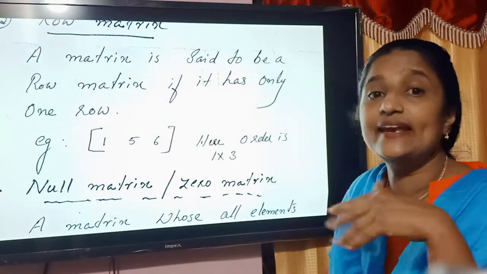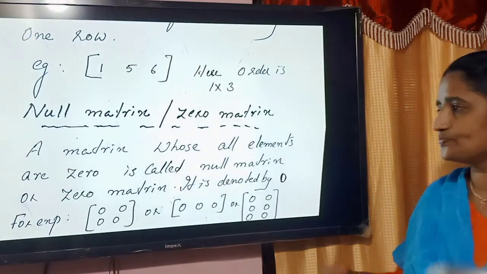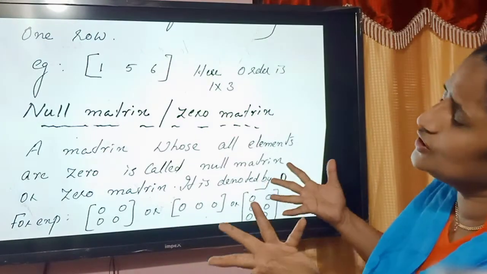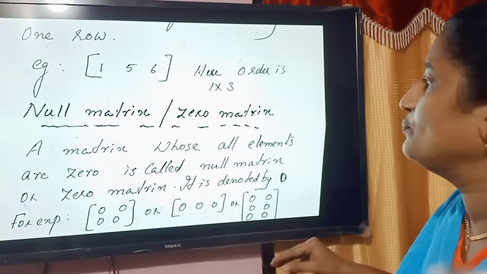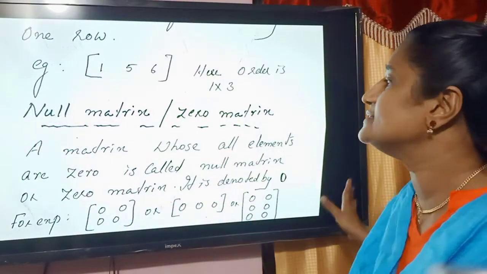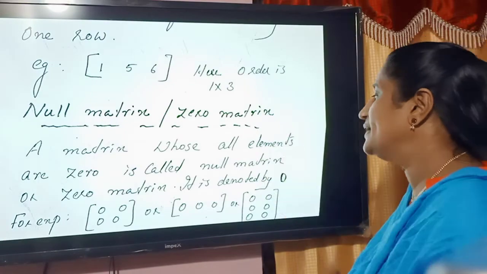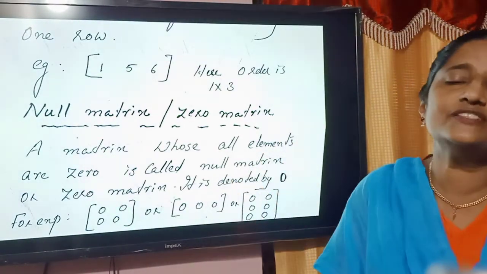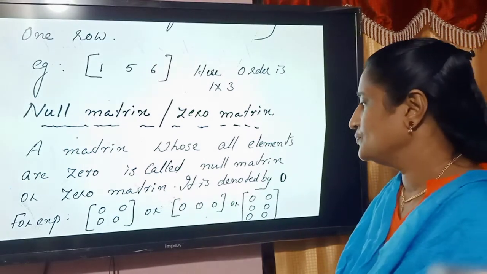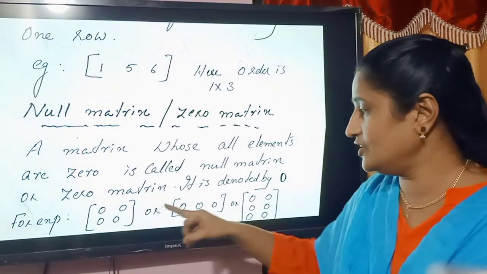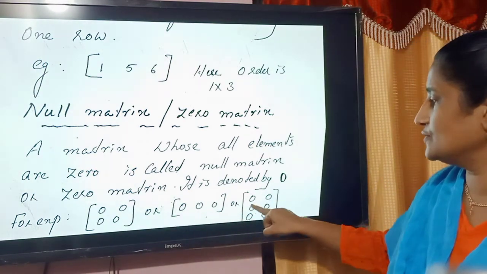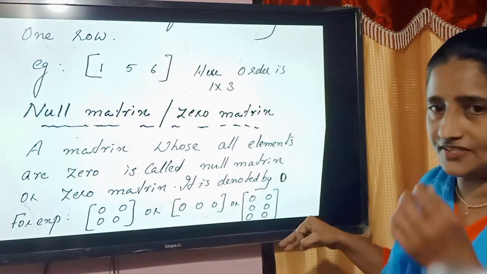Now next, null matrix or zero matrix. What is the meaning of a null matrix or zero matrix? Clearly zero matrix means the elements should be 0. A matrix whose all elements are 0 is called a null matrix or a zero matrix. It's denoted as 0. Whatever the order, see, 0, 0, 0, 0. This is 0, 0, 0. 0, 0, 0, 0, 0, 0. The orders are different.